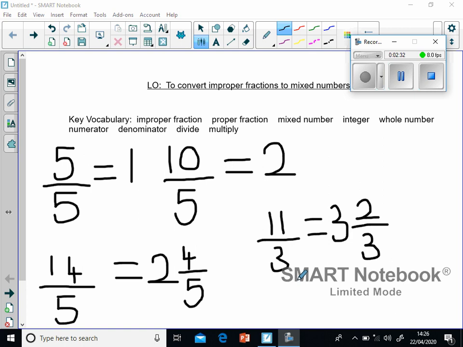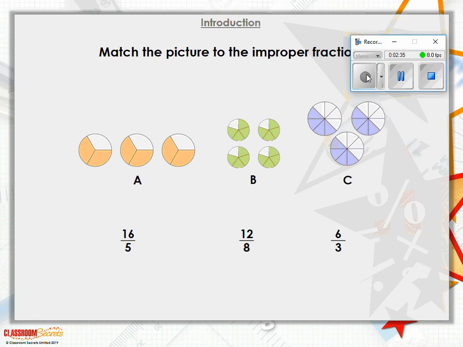Now, I'm going to show you a PowerPoint. Right now here, we have 3 pictures, and you've got to match the improper fraction to the right picture. And remember, you can stop this PowerPoint whenever you want to.